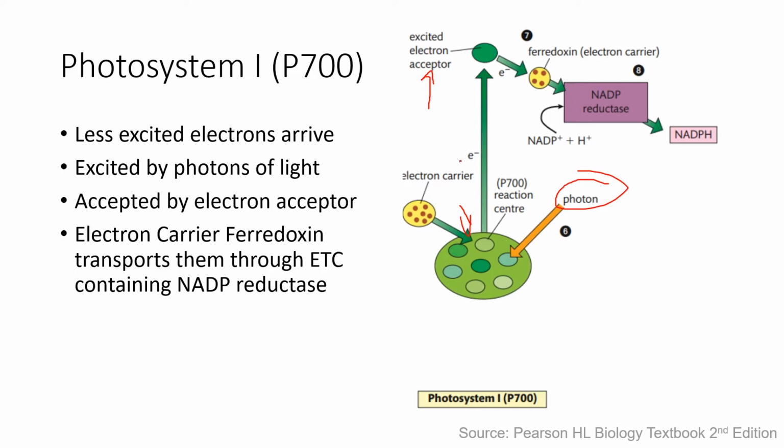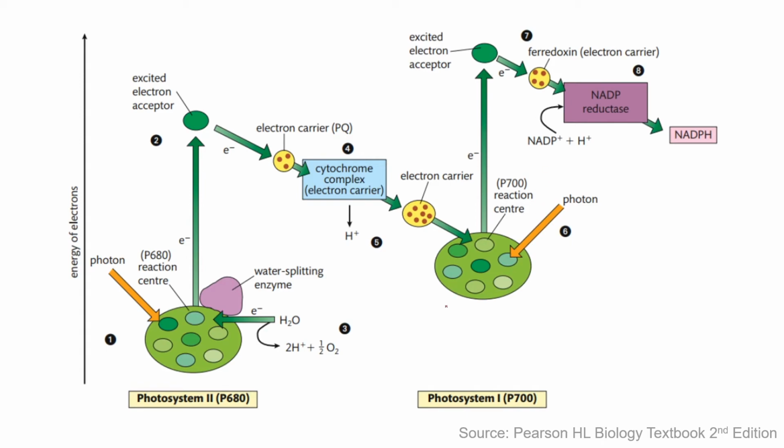This time, an electron carrier known as ferredoxin transports them through the electron transport chain. This electron transport chain contains NADP reductase. What NADP reductase does is it reduces NADP plus in the area, combining it with H plus ions to produce NADPH. To somewhat recap, the water splitting enzyme produces electrons.